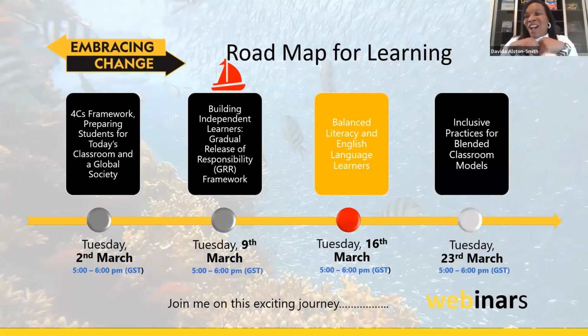Our first episode talked about the 4 C's framework and how we engage in creativity, critical thinking, collaboration, and communication, and how we build those 21st century learning skills. And then we moved last week into gradual release of responsibility, which really just capitalizes on the 4 C's framework. And we talked about how we release that cognitive demand to students to make them independent learners.